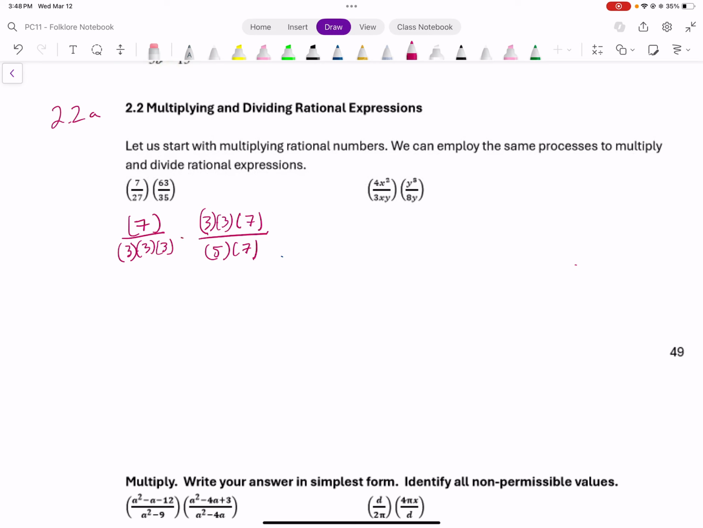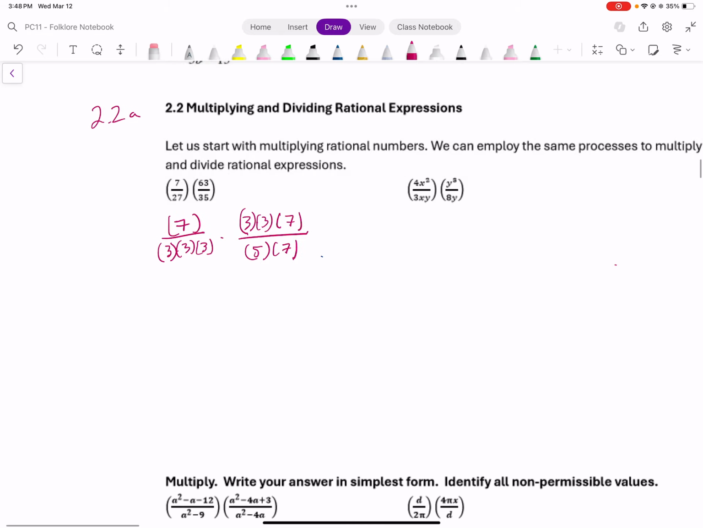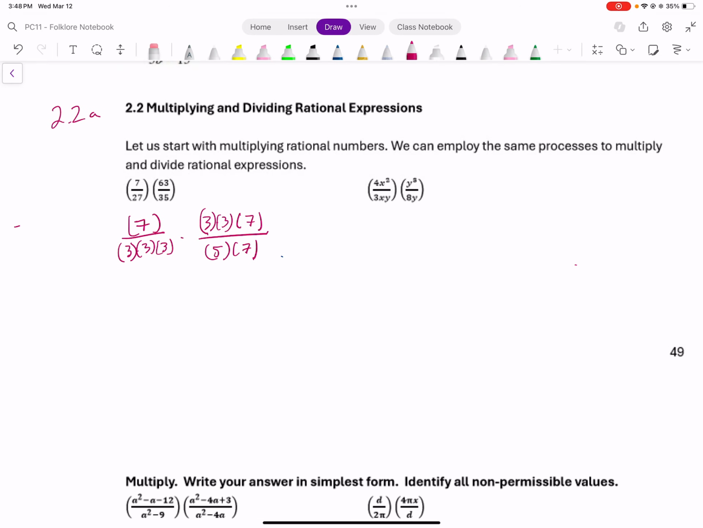So what we can do, this is a product. If you want, we could put this all together: we multiply the numerators, 7 times 3 times 3 times 7, and the denominator would be 3 times 3 times 5 times 7. And then we can start crossing off factors.